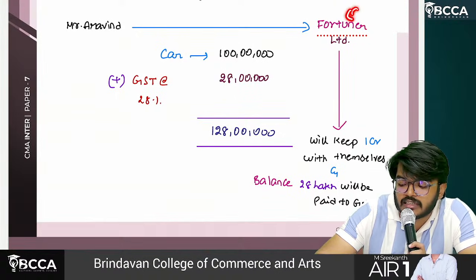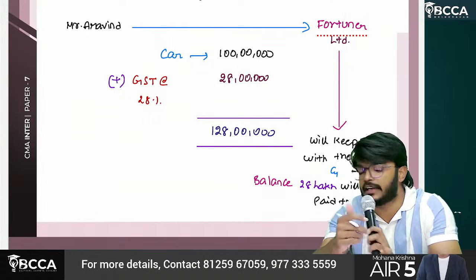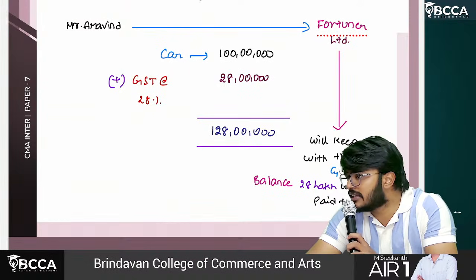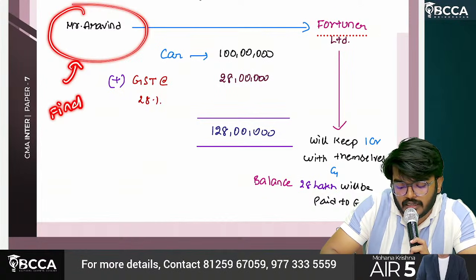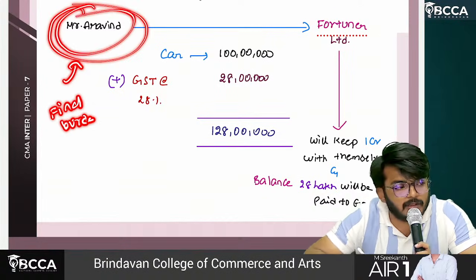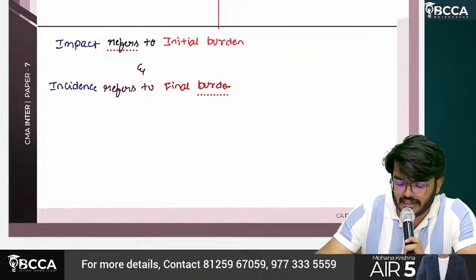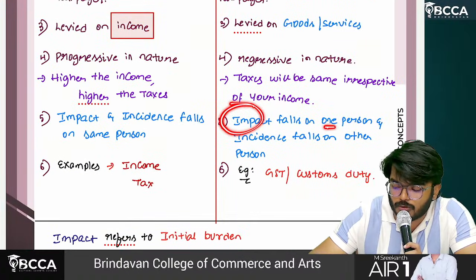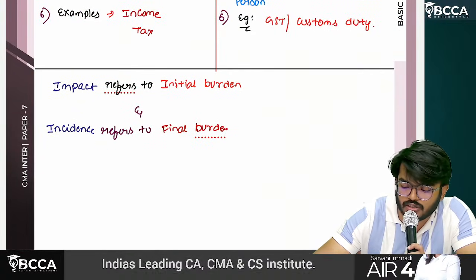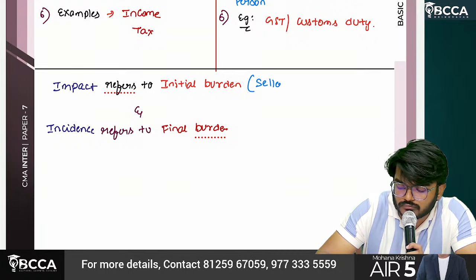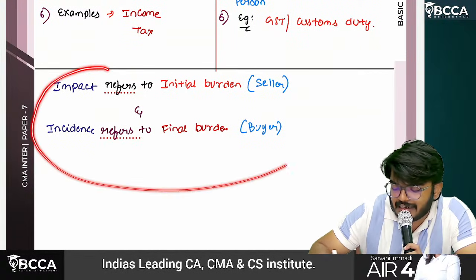But this person is not paying from his own pocket, correct? What is this person doing? This person is transferring the burden to the buyer, which means who is the person taking the final burden? Final burden is taken by Arvind, but initial burden is taken by Fortuner, which means in indirect taxes, impact falls on one person and incidence falls on another person. If you observe, impact falls on the seller and incidence falls on the buyer. This is in indirect taxes.